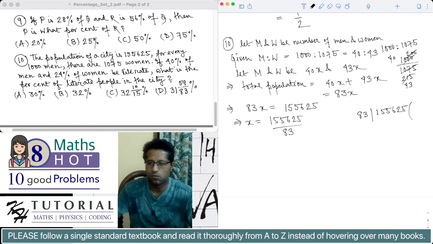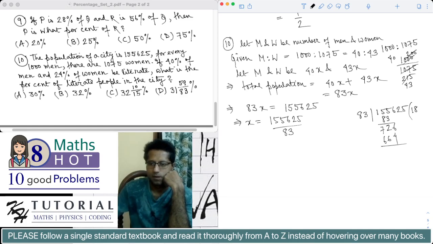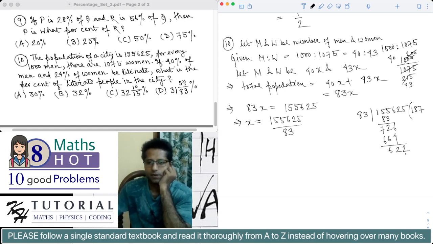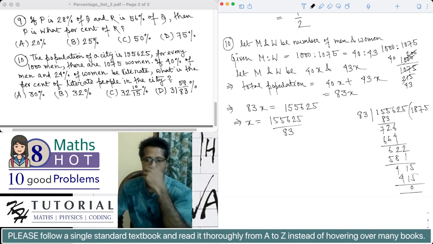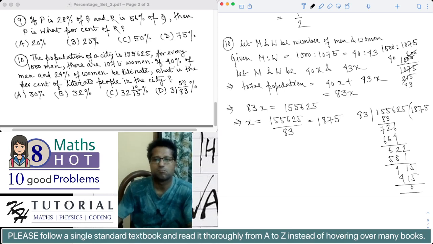Let's see. 83 times 2 is 166, 276, 8, 24, 64, 66, 2, 6, and then we have 2, 7, 21, 58, this is 1, 4, 4, 1, 5, and this is 5, 4, 1, 5. So x is equal to 1875. Okay.